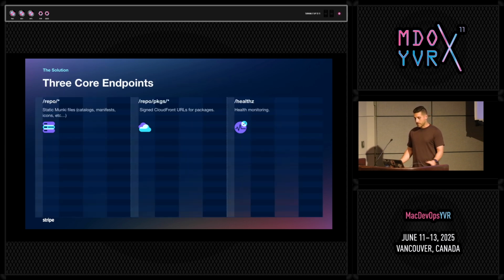Okay, so our web server really has about three endpoints. Your first one's your /repo. This could be any name. I'm just choosing /repo. This is where Munki's going to grab catalogs, manifests, icons, things like that.